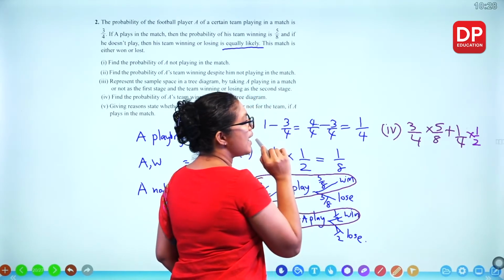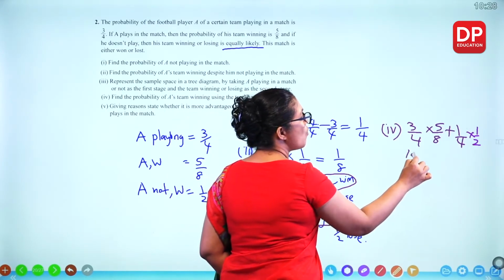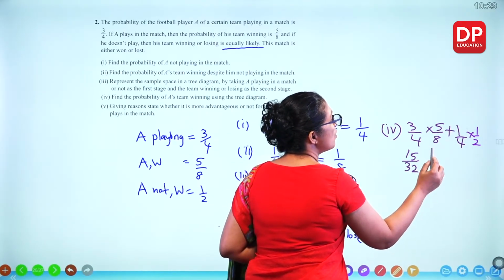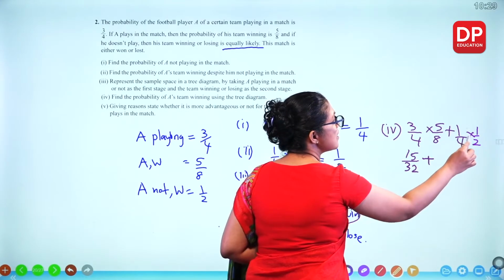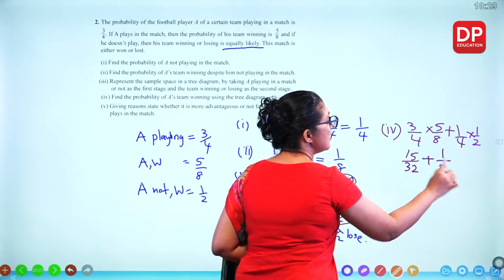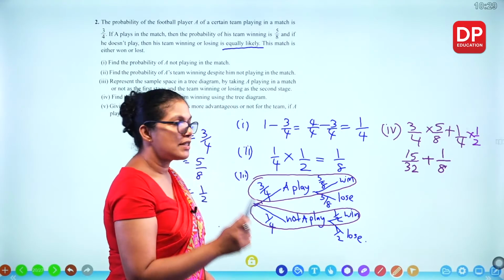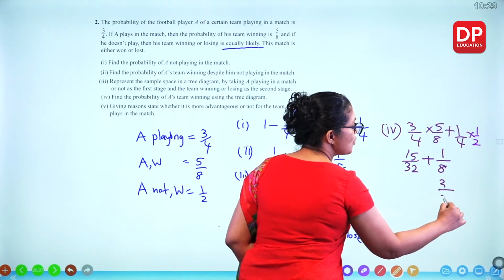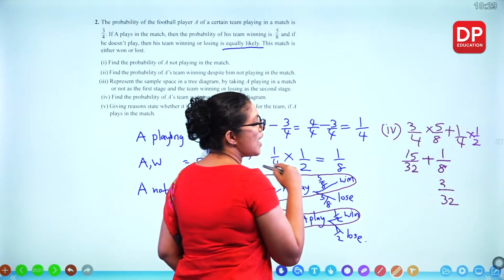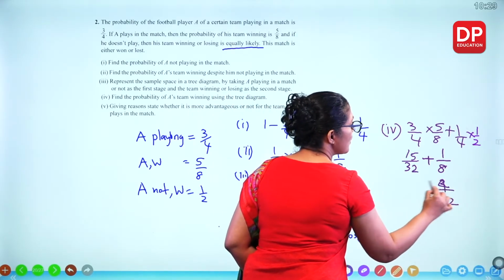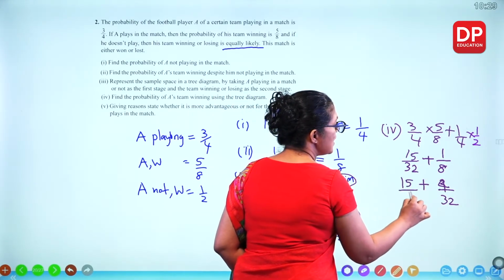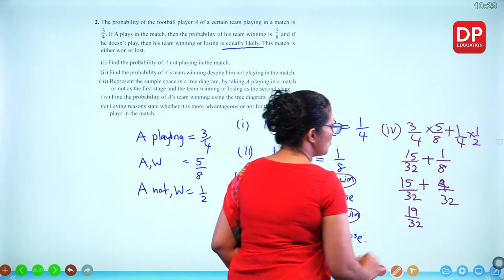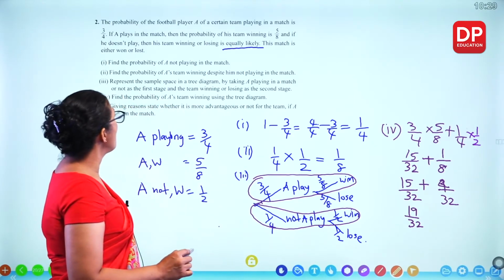So here you get 15/32. 15, 4 times 8, 32, plus 1/8. Now we have to convert to the same denominator. So 32, when you convert to 32, this becomes 4 times 1, 4. 4 plus 15, you get 19/32 is the answer for part 4.